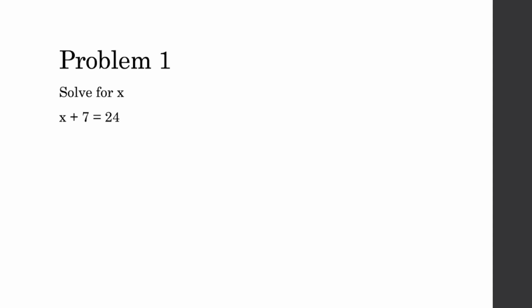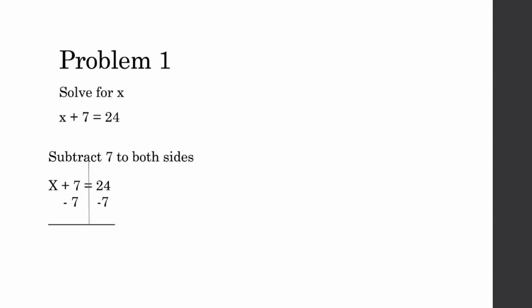So we have this first problem right here where we are trying to solve for x. Our goal is to try to get this x by itself. So we have right here x plus 7 equals 24. You might be wondering, how can we solve it? Well, in order to solve it, it's actually not as bad as you think it is. All you have to do is subtract 7 from both sides. So you're not doing it to only one side, but you're also doing it to the other side.